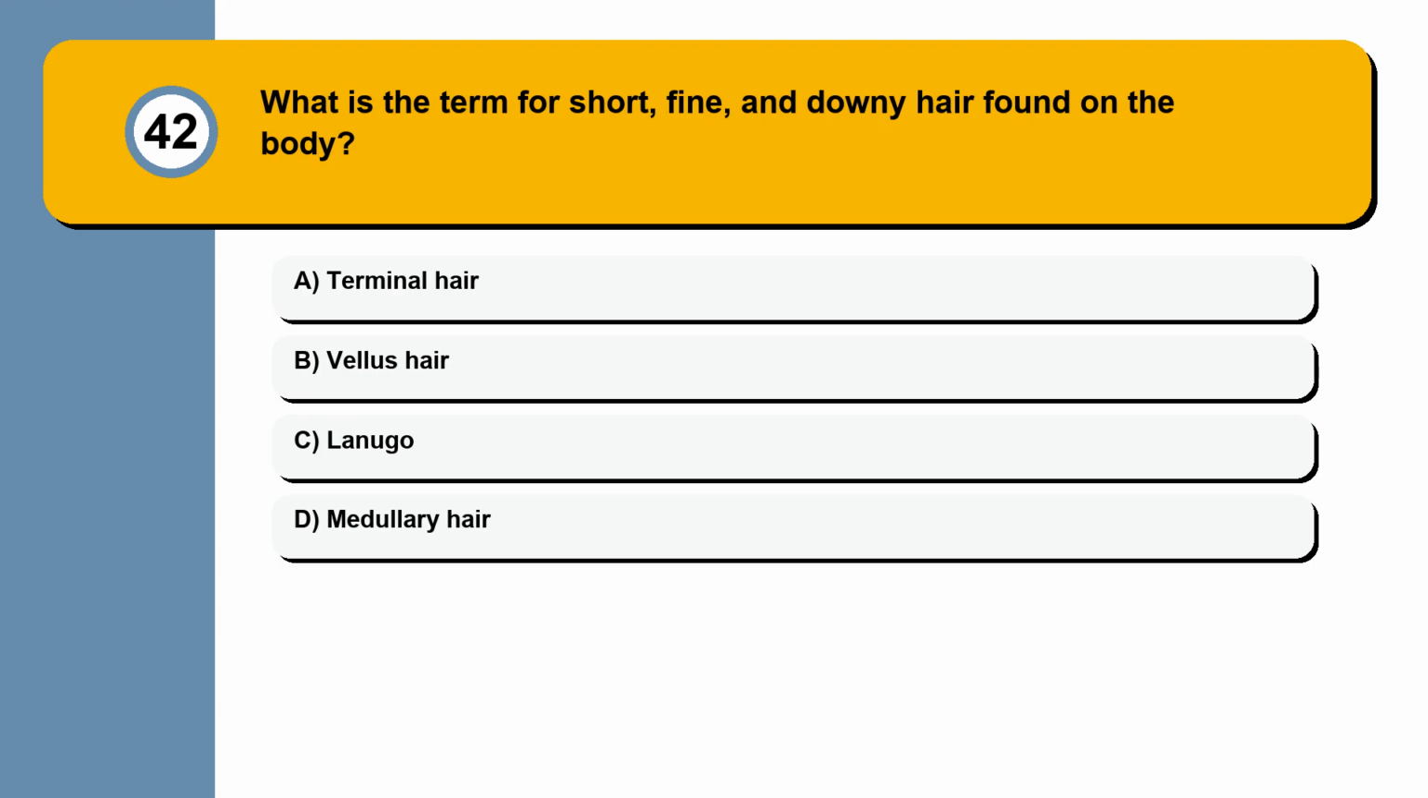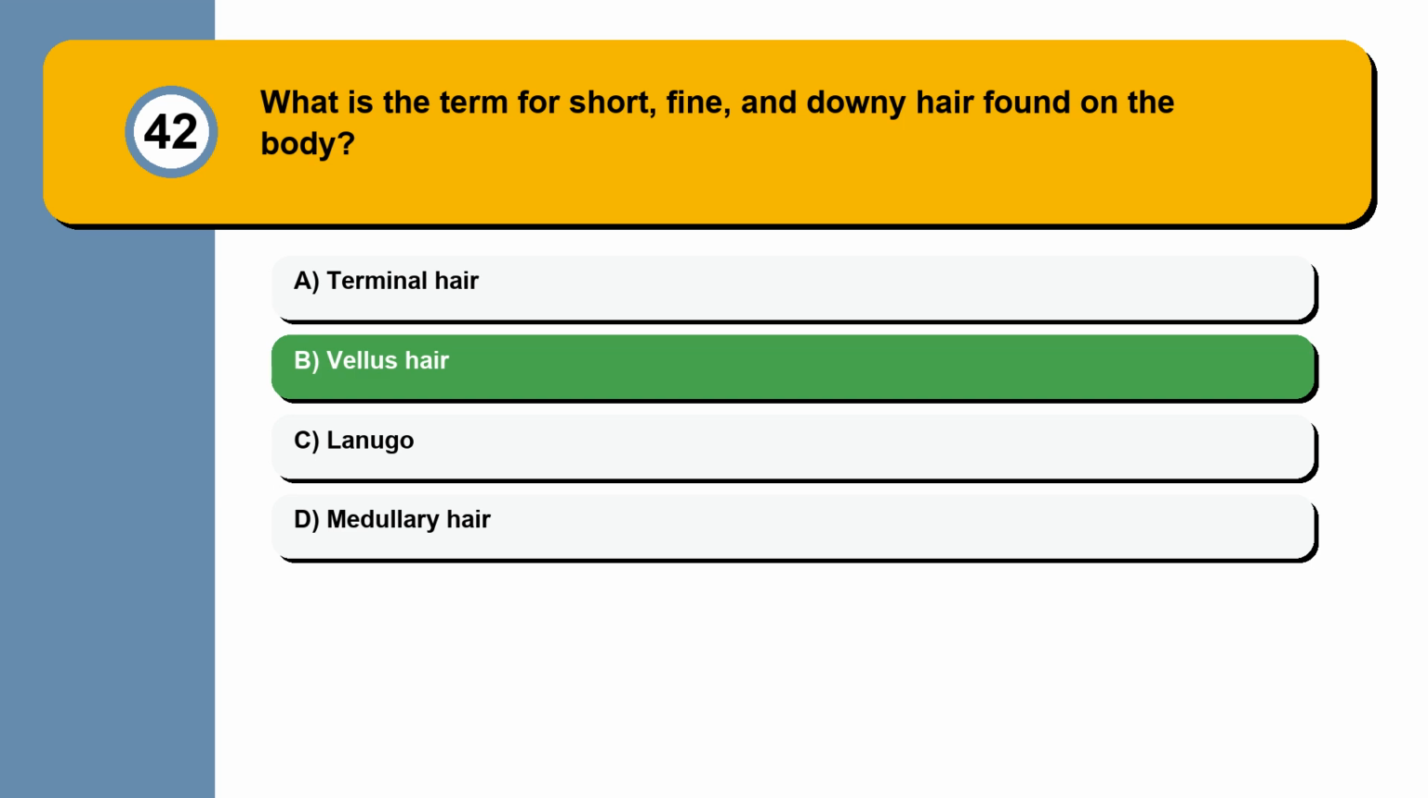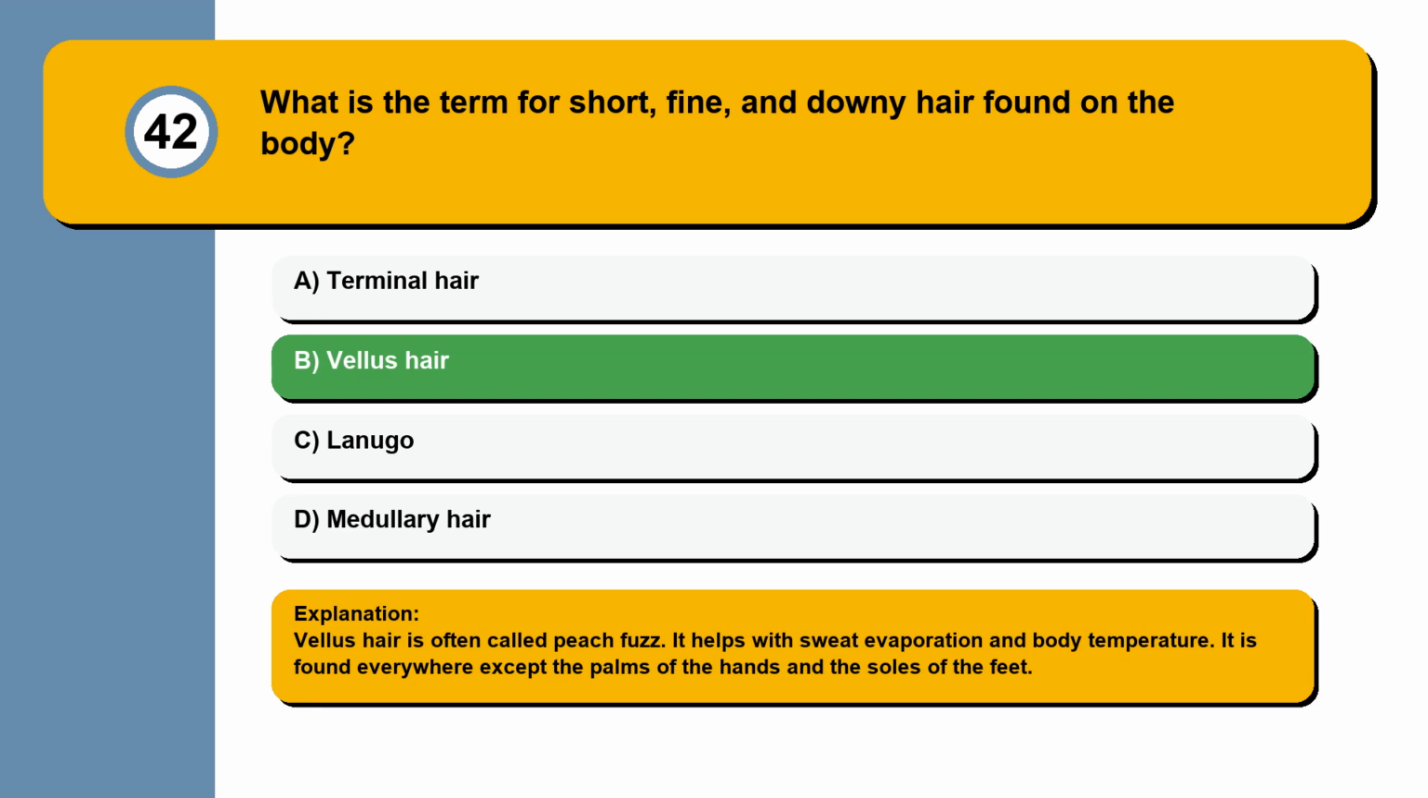Question 42. What is the term for short, fine, and downy hair found on the body? Terminal hair, vellus hair, lanugo, medullary hair. Vellus hair is often called peach fuzz. It helps with sweat evaporation and body temperature. It is found everywhere except the palms of the hands and the soles of the feet.